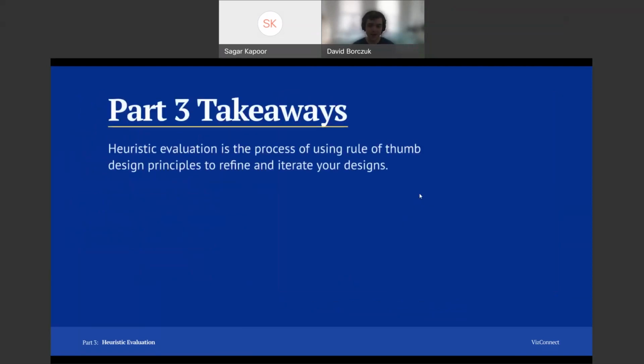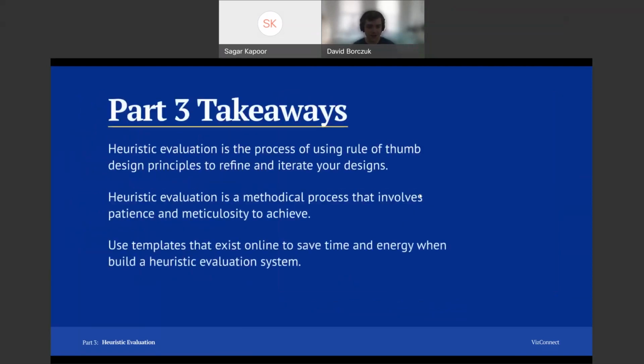So finally, part 3 takeaways. Heuristic evaluation is the process of using rule of thumb design principles to refine and iterate your designs. Heuristic evaluation is a methodical process that involves patience and meticulosity to achieve. And that's really important. If you have the bandwidth again to do this, it's going to be really helpful, but do as much as you can.